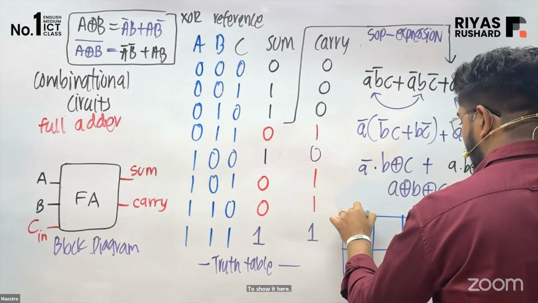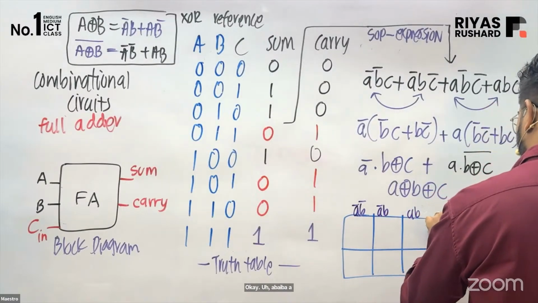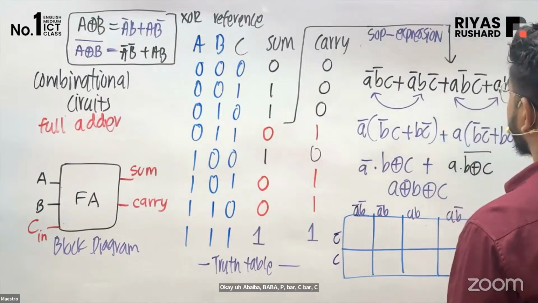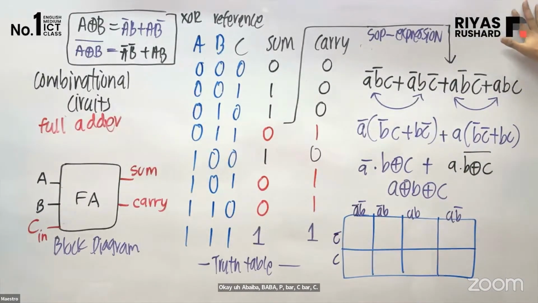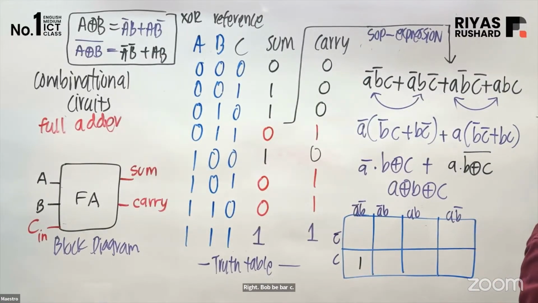Okay, A bar, B bar, A bar, B, A, B, A, B bar, C bar, C. Right? A bar, B bar, C. A bar, B, C bar, A, B, C, A, B bar, C bar.